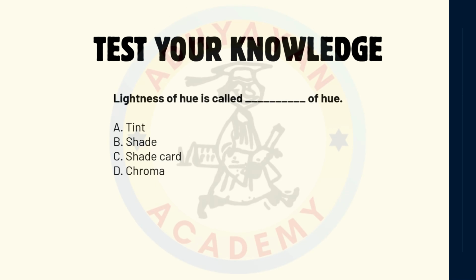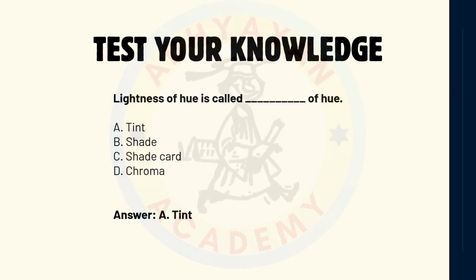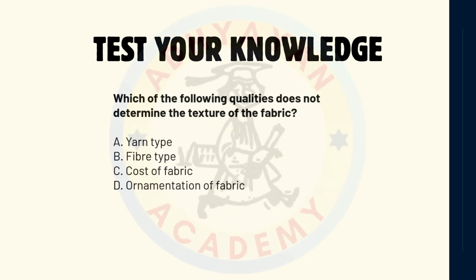Lightness of hue is called dash of hue. A. Tint. B. Shade. C. Shade card. D. Chroma. Which of the following qualities does not determine the texture of the fabric? A. Yarn type. B. Fiber type. C. Cost of fabric. D. Ornamentation of fabric.